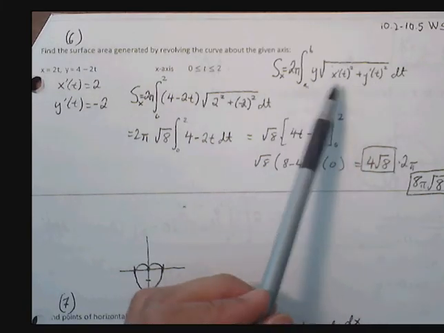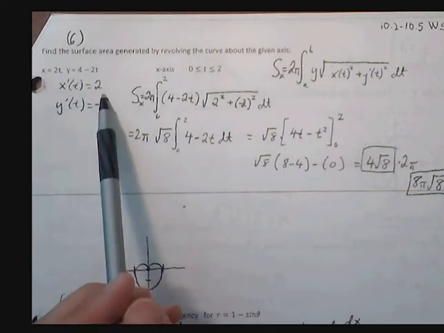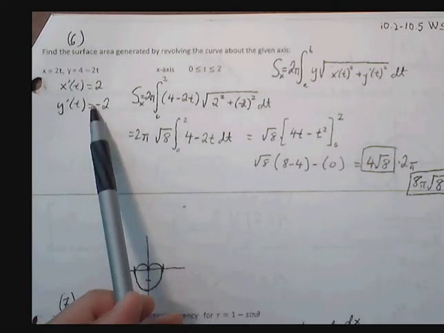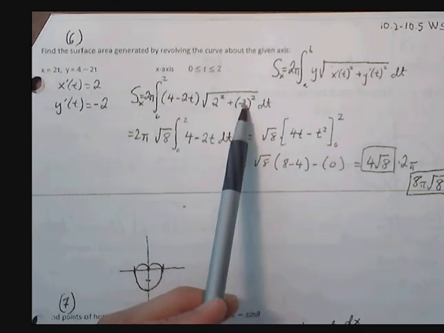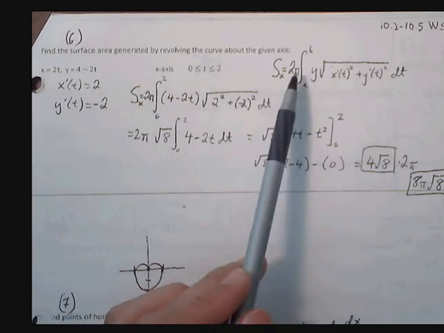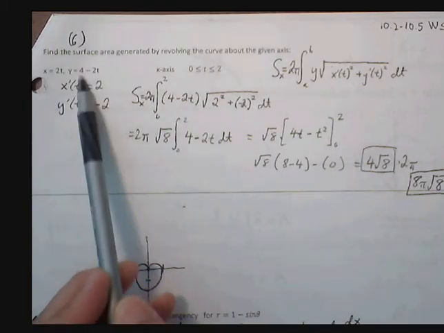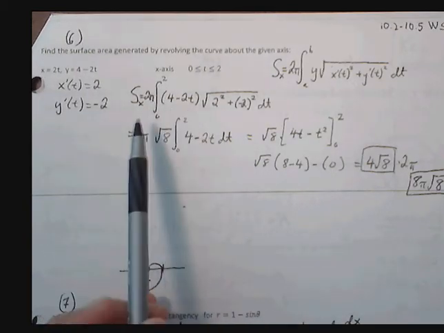So we just follow the formula, x prime, y prime. We can find the derivatives. 2t becomes 2. 4 minus 2t becomes 2 as well. And we plug into our formula under the square root, and then replace our y value back in terms of t. So y gets replaced with 4 minus 2t.